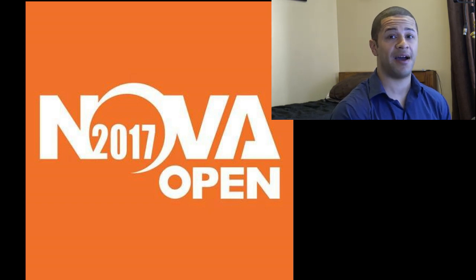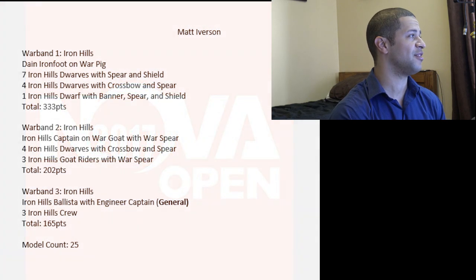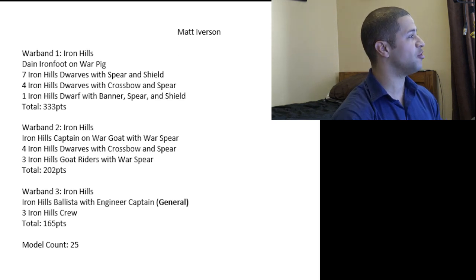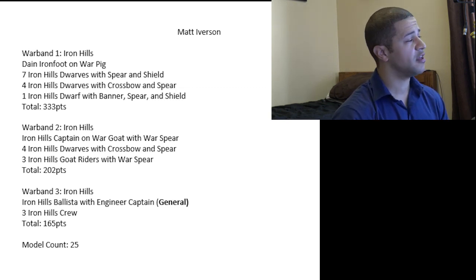First, we have Matt Iverson, the first place winner of the Nova Open. He had a pure Iron Hills force, as you can see here on the screen. And he had Dane Ironfoot on Warpig, 7 Iron Hills dwarves with spear and shield, 4 Iron Hills with crossbow and spear, 1 Iron Hills dwarf with a banner, spear and shield.